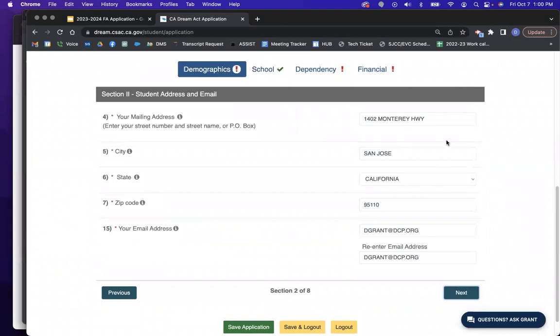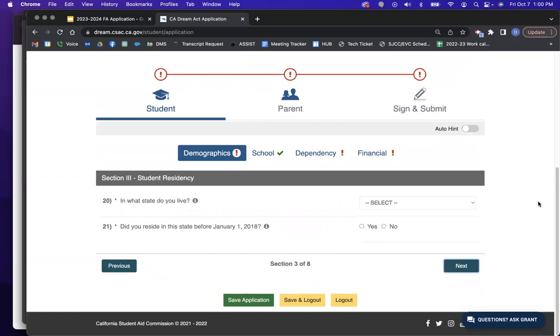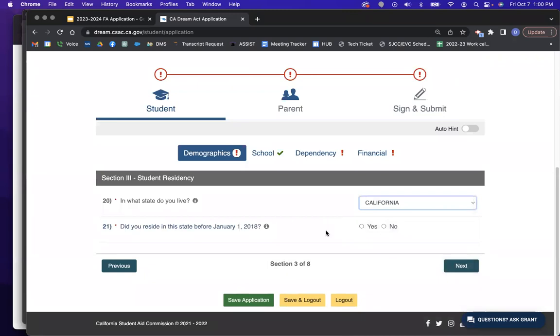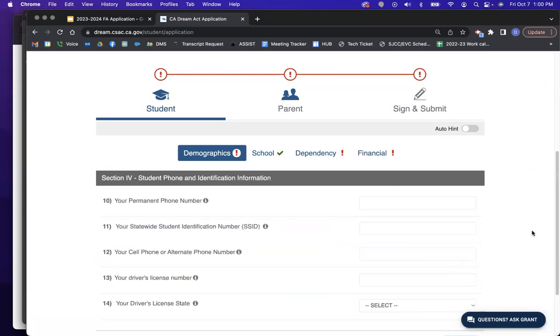And then it's gonna ask you to confirm your email address and then your mailing information. If you haven't moved since last year, you can just click next. Everything will stay the same. You will click what state you live in. So assuming that you stay in California, and then it's gonna ask you if you resided in this state before that date. If you move to another state, then you will do that and then answer the residency time as well. Do keep in mind that that will mean something in terms of what you're eligible for.